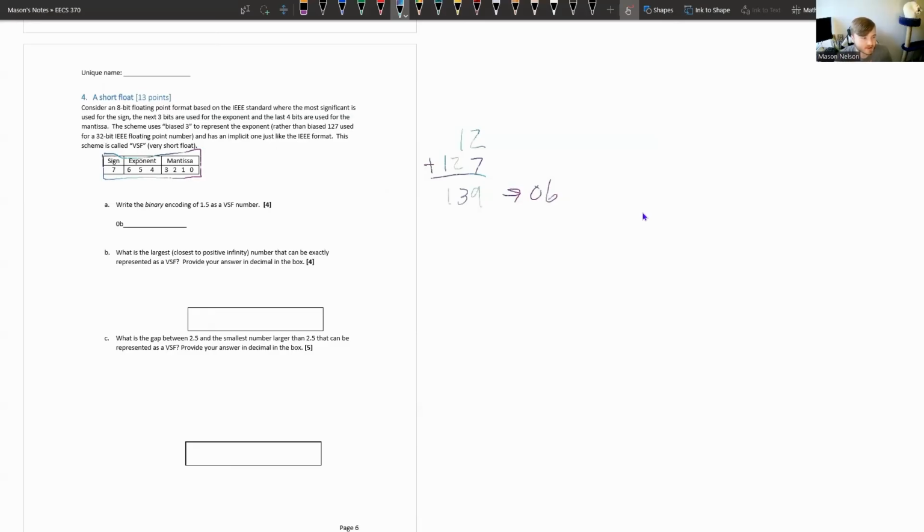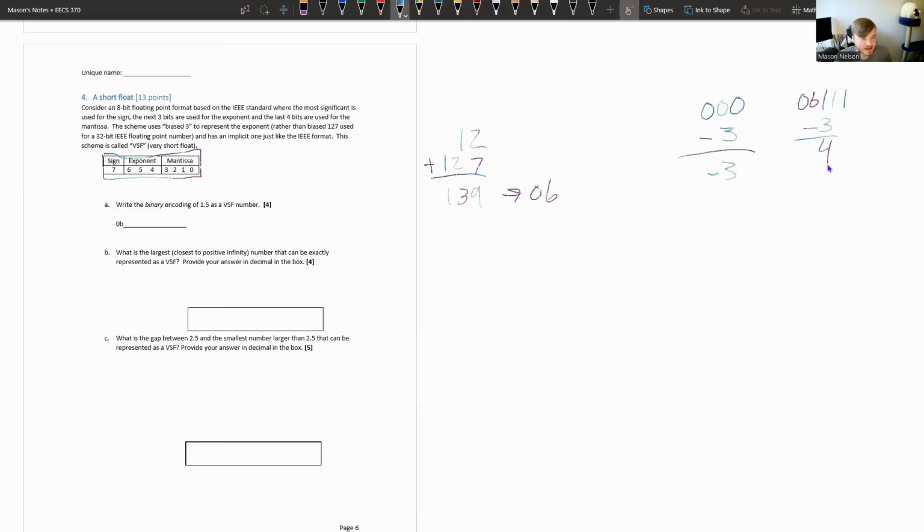Notice that if our exponent is 3 bits, then we have a particular range. We can represent 0, 0, 0, and to see what actual exponent that represents, we subtract 3. So the lowest exponent we can represent is -3. If we set our exponent bits to all ones, that is 7, and if we subtract 3, we get 4. So the highest exponent we can represent is 4.